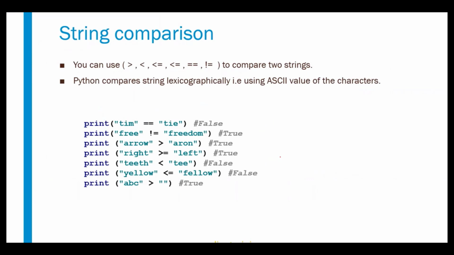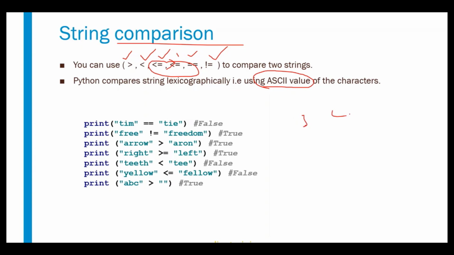Next, string comparison. How do we compare strings? We have a few operators here: greater than, less than, less than or equal to, greater than or equal to, double equal to, and not equal to. These operators we can use to compare strings. Python compares strings lexicographically, that is, using the ASCII value of the characters.